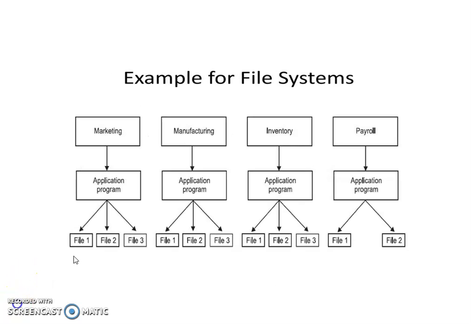This is an example of a file system: marketing, application program or production application, and data files. It means the first step is production, the second is the production application, and the third is the data files. Same here: manufacturing, application programs, files; inventory, application programs, files; payroll, application programs, and files.